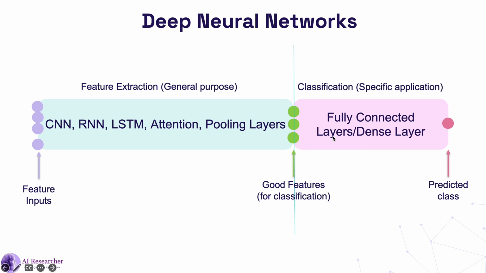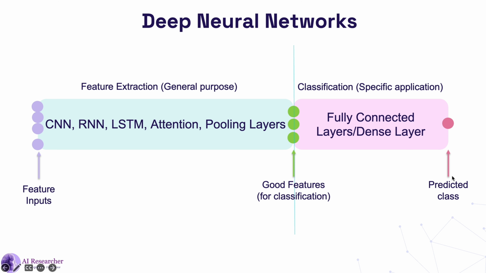Next stage is a fully connected layer or dense layer. So this stage is where the decision happens. The good extracted features from the previous layer are now passed through one or more fully connected or dense layers, and these layers are called fully connected because each neuron receives input from all neurons in the previous layer, which allows the network to learn non-linear combination of high level features, and that's why it's called a fully connected or dense layer. And this phase is a specific application based phase. You can call it a classification based phase.